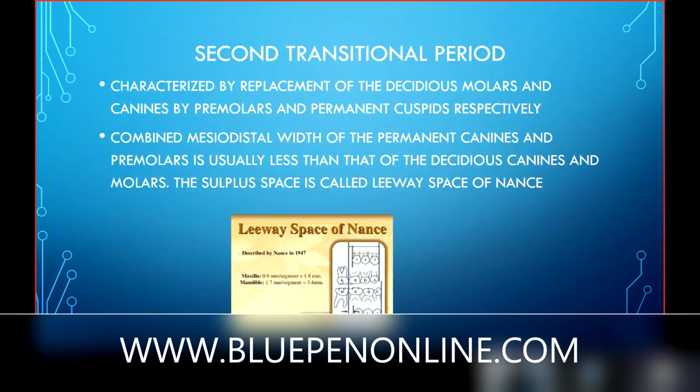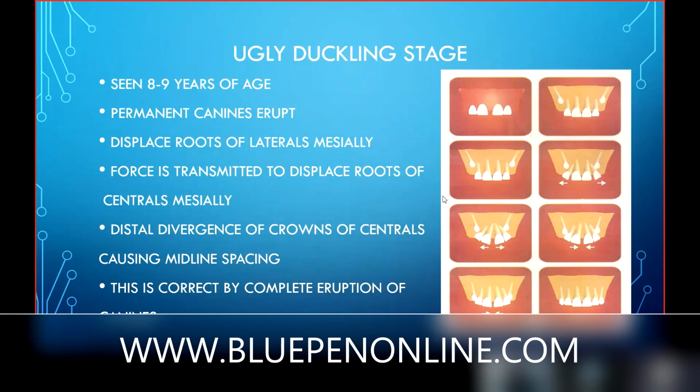Coming to the second transitional period, it is characterized by replacement of deciduous molars and canines by premolars and permanent cuspids. The combined mesiodistal width is what I explained earlier, leeway space of Nance: 0.9 in maxilla, 1.7 in mandible. Then there's something called the ugly duckling stage, seen at 8 to 9 years of age, when the permanent canines are erupting.